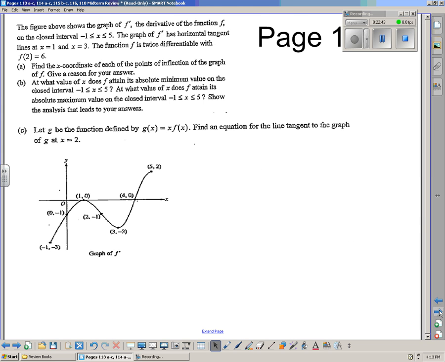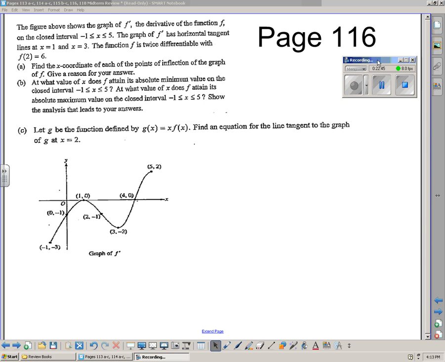All right. So page 116, here we go again. We have a graph of f prime, and they give us some information. It's twice differentiable. What that means is that f prime and f double prime exist everywhere. Okay. So it says find, again, part A, find the inflection points. Part B, absolute minimum, absolute max. All right, so let's take a look.